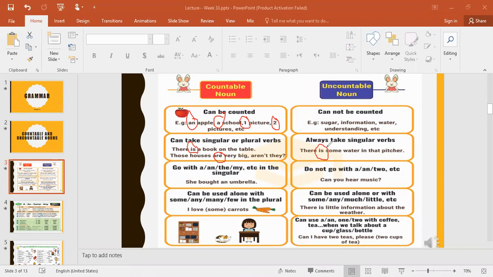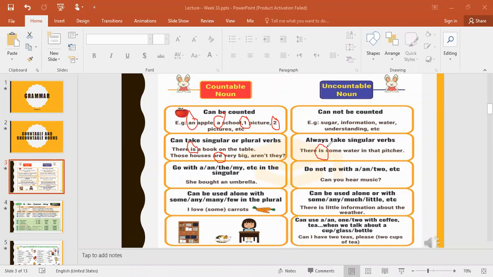Let's see the third difference. The countable nouns go with a, for example, a school, an umbrella, the book, my car, and so on in the singular. For example, she bought an umbrella. He is eating an apple. She is reading a story. I am driving my car.